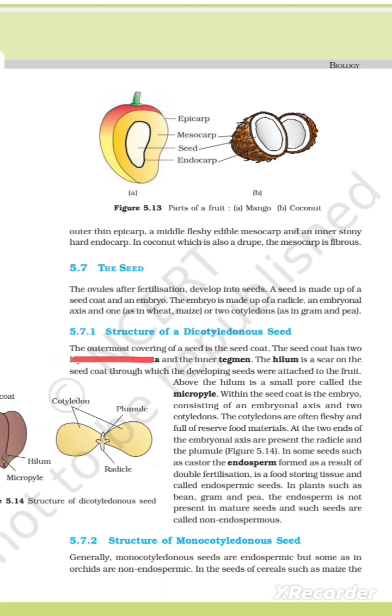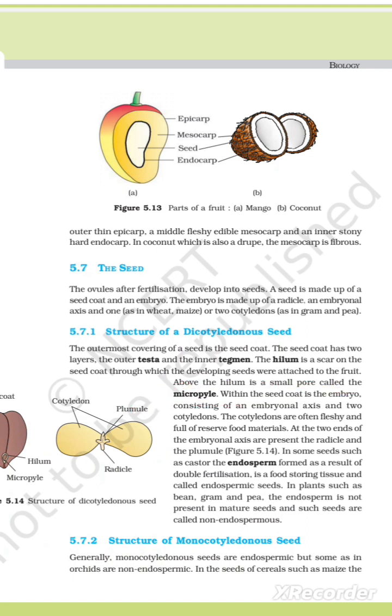The outermost covering of the seed is the seed coat. The seed coat has two layers, the outer testa and the inner tegmen. The hilum is the scar on the seed coat through which the developing seed was attached to the fruit. Above the hilum is a small pore called the micropyle.